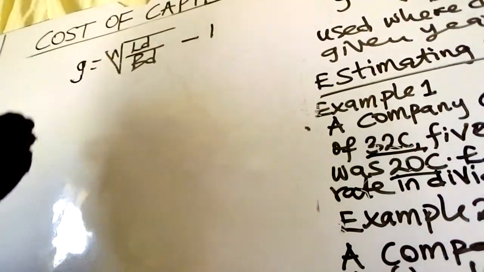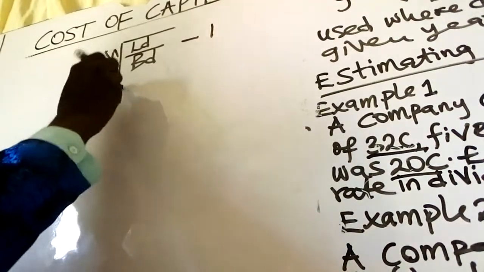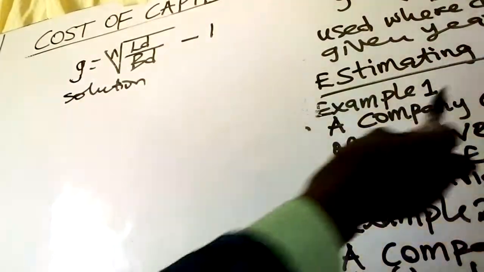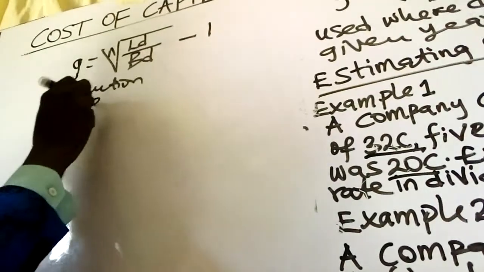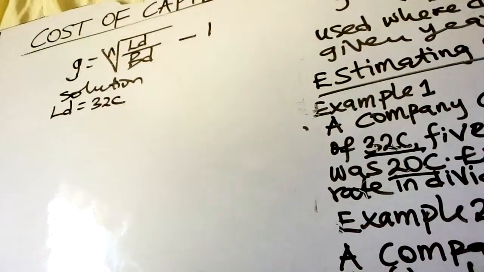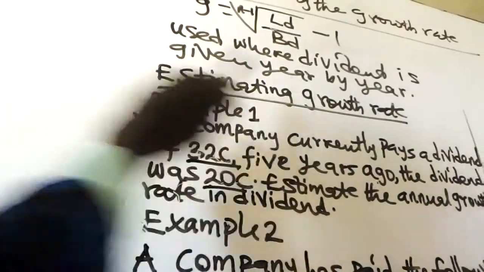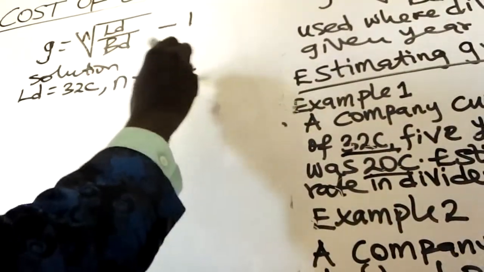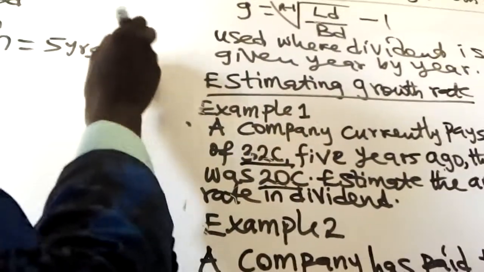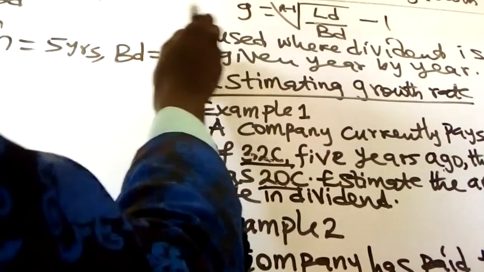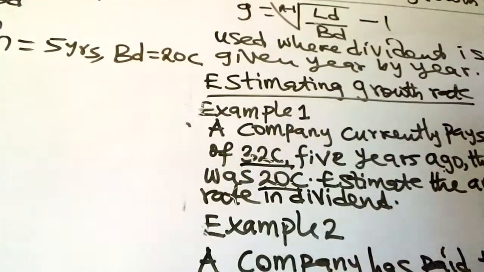Example 1, solution. A company currently pays a dividend of 32 cents. This 32 cents represents the latest dividend. LD is 32 cents. Five years ago, that means the number of periods, N, is 5. The dividend was 20 cents. That means the base dividend is 20 cents. You have to estimate the annual growth rate in dividend.